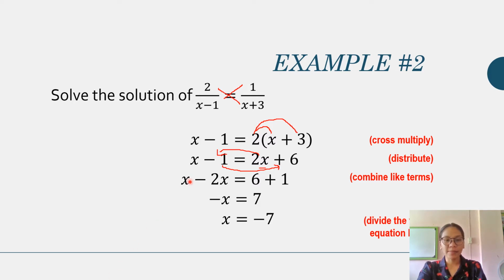So, we have x minus 2x, that is equal to negative x. Then, 6 plus 1, that is equal to 7. Then, we're going to divide the whole expression by negative 1 since we have negative sign here. So, the value of our x is negative 7. So, that is the solution of our equation. But, check muna natin if tama yung solution natin.